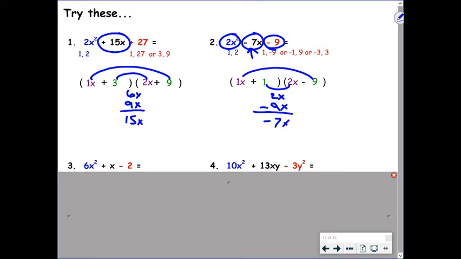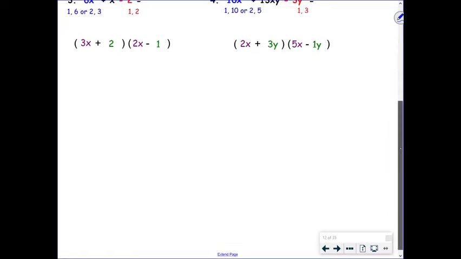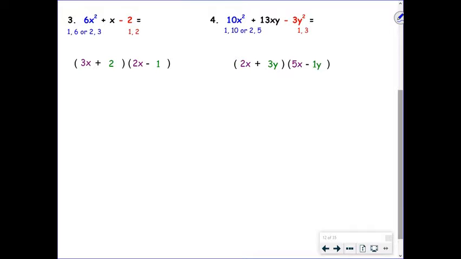All right, so looking at 3 and 4 here. Things I see with number 3, well, it's a 6x squared. The middle term is an x. So if it's a 6, I'm probably going to use numbers that are a little bit closer together. In this case, if I did 3x plus 2, 2x plus 1, I can check it quickly and see, yep, I think that's going to work here.